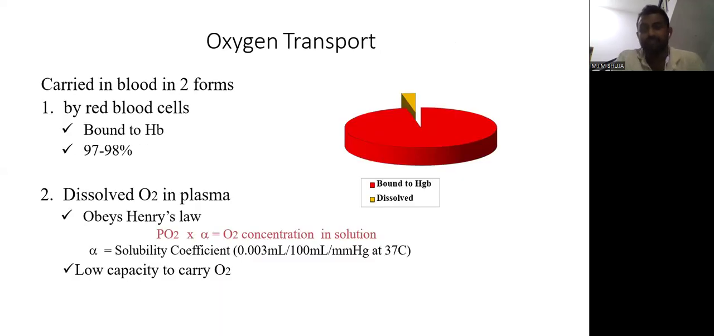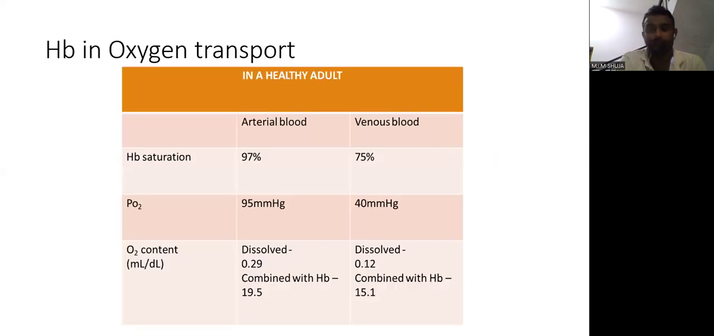So this is again just a summary. Oxygen is transported mainly by red blood cells, and some as dissolved oxygen in the plasma. By red blood cells, 97% is bound to hemoglobin, dissolved is the other 3%. So dissolved oxygen obeys Henry's law. What is Henry's law? The increased partial pressure of any gas is proportional to the amount of gas dissolved in the blood or in solution.